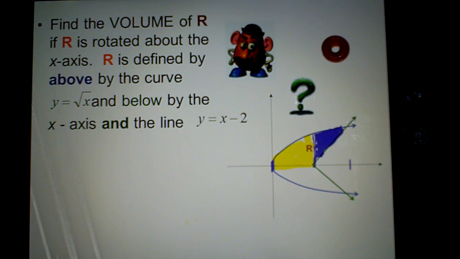So the yellow piece goes from 0 to 2, and then this point of intersection is at x equals 4. Right, when x equals 4, y equals 2.